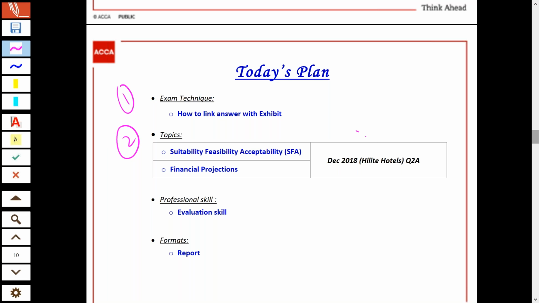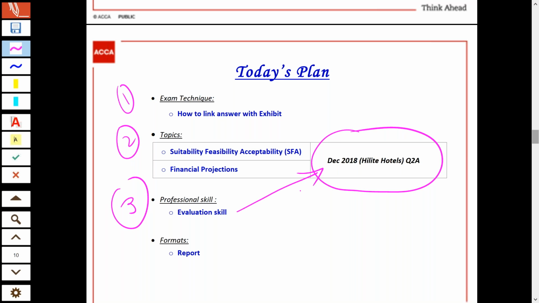After going through the topic, we will be doing one actual question on these topics. We will then talk about the professional skills. Today we will talk about evaluation skill, because we need to use it in this question. And fourthly, we will talk about format, and today's format will be a report format because it is required in this question. So I've tried to pick a question which is comprehensive and which covers the right topics, the right professional skills, and the right formats. Okay.